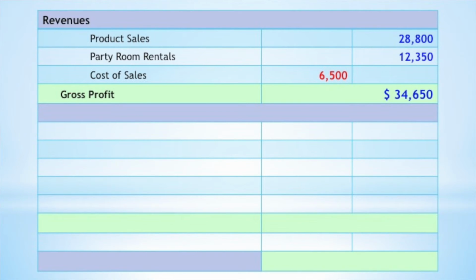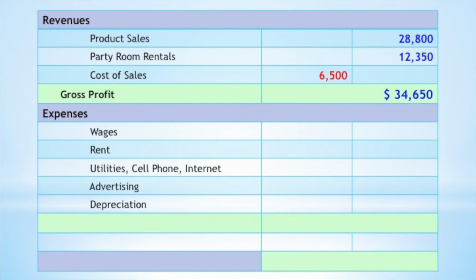The second part of the income statement is expenses. These are all the costs that Jen's Bakery has to pay for in order to do business. In Jen's case, she has the following expenses: wages that she pays to one part-time employee, rent that she pays to the landlord for the space her bakery is in, utilities, cell phone and internet expenses, advertising expenses, and depreciation. Jen's equipment depreciates annually. That depreciation is considered a loss to her business.